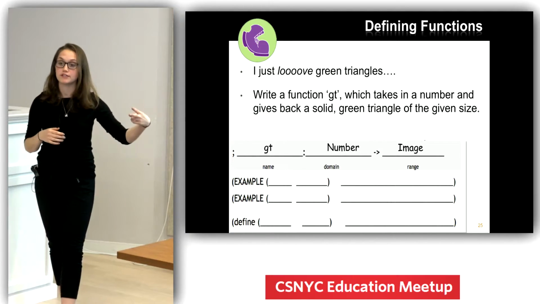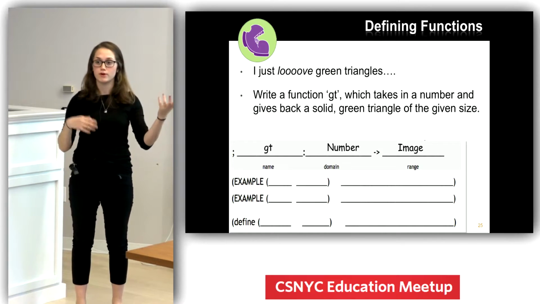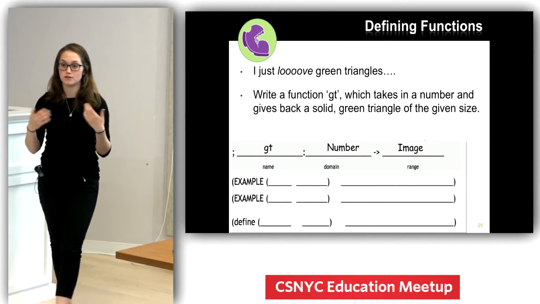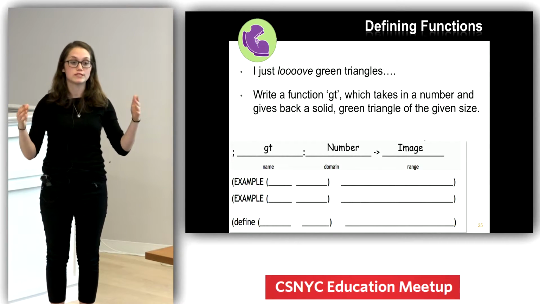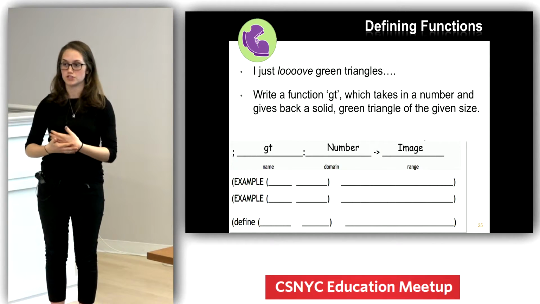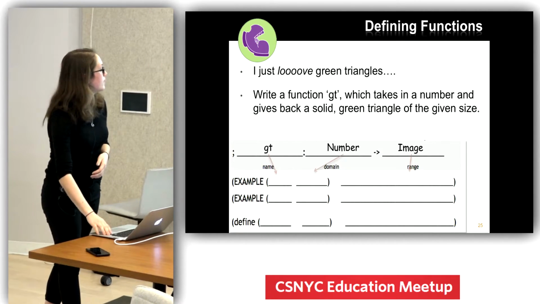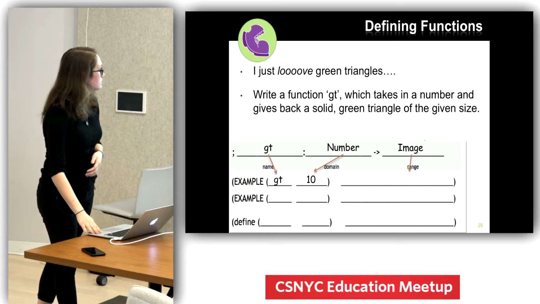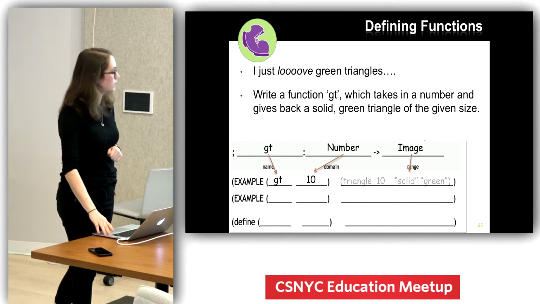The next step in the design recipe are 2 examples. So in mathematics, this is sort of the equivalent of the input-output table. In computer science, this is unit testing. We want to look and see what our code is supposed to produce before we actually write the function to produce it. So if I say GT10, what will you give me back? Triangle 10 solid green. Yeah.